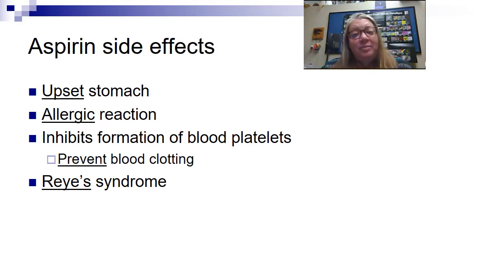Now, it will also inhibit the formation of blood platelets. So aspirin will prevent blood clotting. So if you accidentally cut yourself, the platelets come in and they're like, oh my, we need to stop this bleeding. So they will clot to stop that bleeding. And what aspirin does is it says, okay, we're not recognizing that you're hurt, so we're not sending the blood platelets to clot this spot. Well, that could be good or it could be bad.